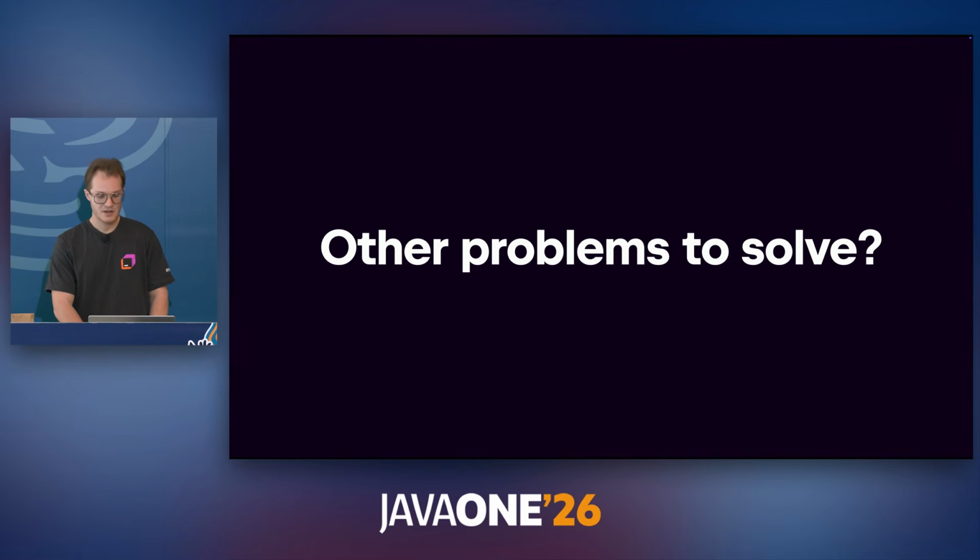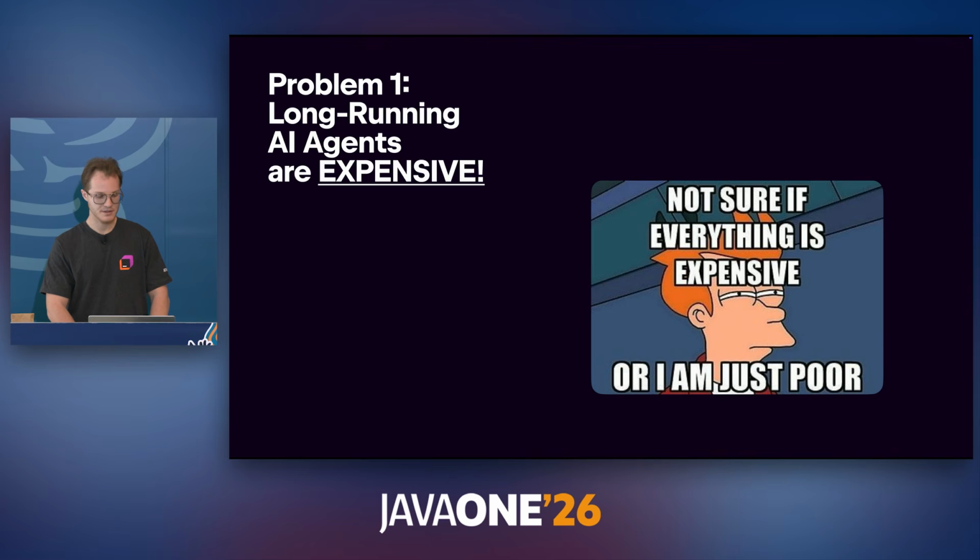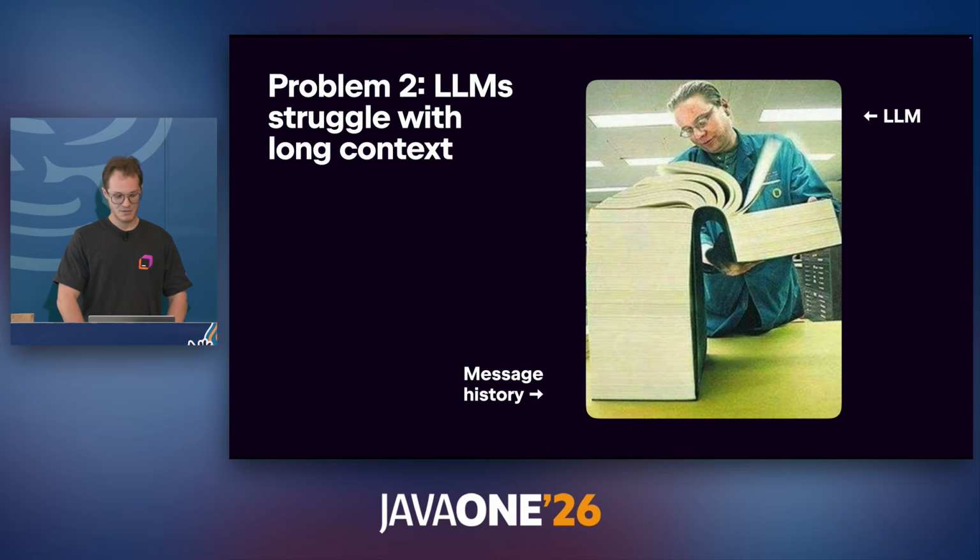So, are there any other problems left to solve? Of course, once you scale the agent, the first problem that you're going to run into, which, by the way, we did inside JetBrains when building our coding agent, is that long-running AI agents are expensive. For example, running a single iteration of SWE-bench costs several hundreds of dollars. That's not cheap, right?